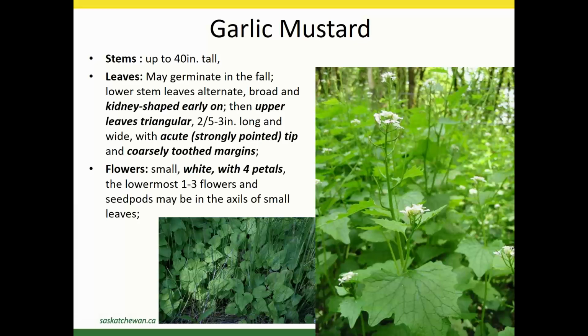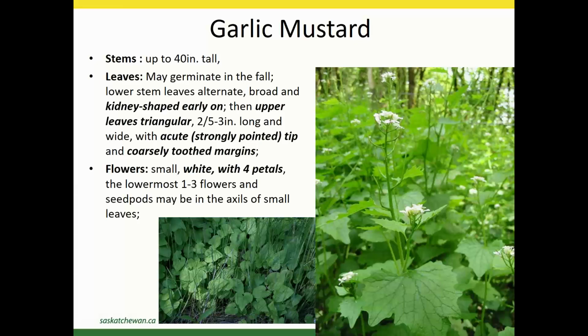Plants can germinate in the fall, and then those rosette leaves typically are the ones that are kidney-shaped. And then as the plant grows, the upper growth to it, you get more triangular shaped leaves with fairly sharp points at the ends. Not pointed in the sense that it has a spine, but just that the lobe at the end is very strongly pointed. And then it also has coarsely toothed margins to it.